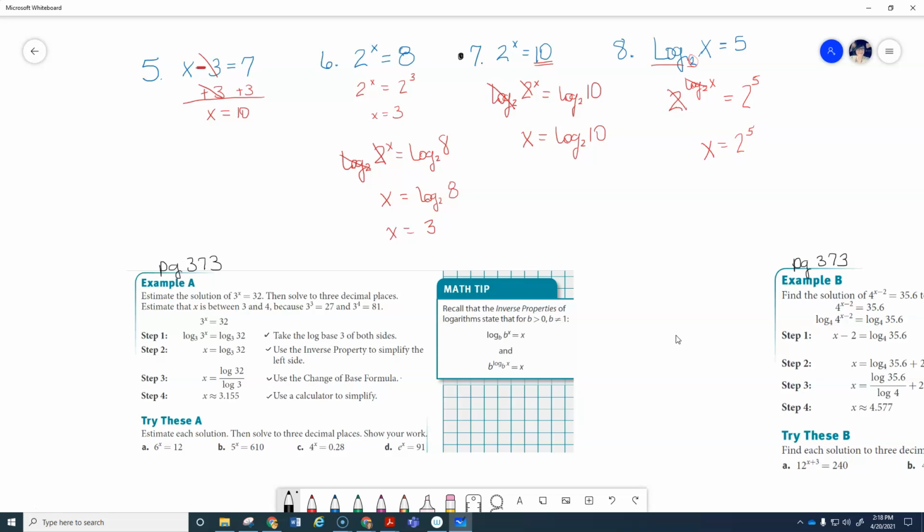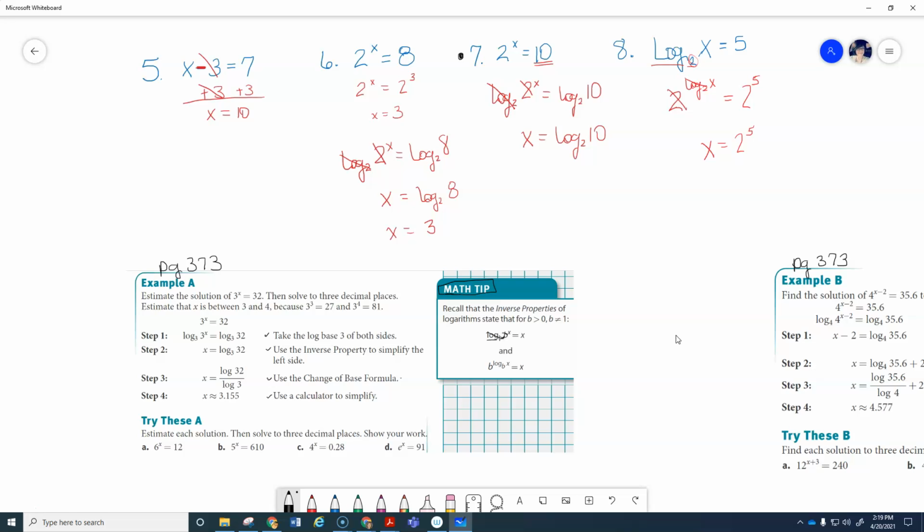I also wanted to point out that the math tip right here is reminding you that having a log with a base b of an exponential with the same base, so these two things have to match. If you have a log base b and then you have an exponent with that same base raised to the x, then those two things simplify out. Remember, we don't really like the word cancel, but they simplify out and reduce down to x.